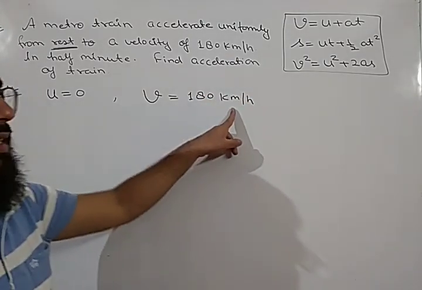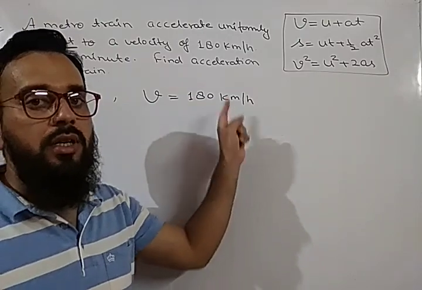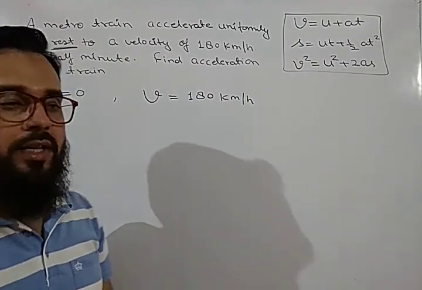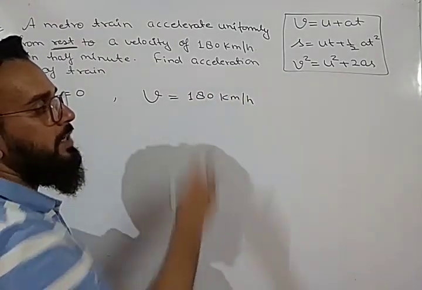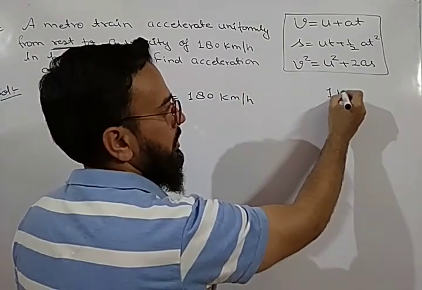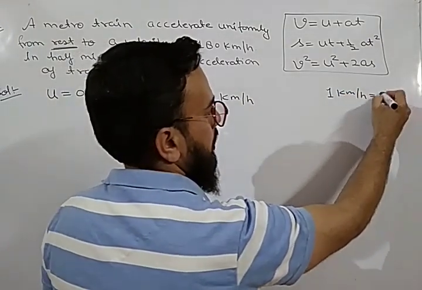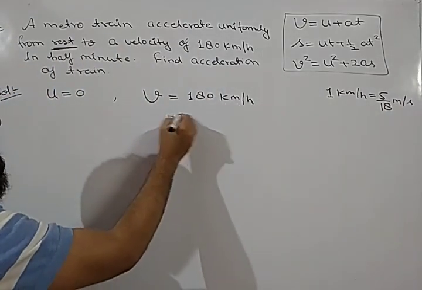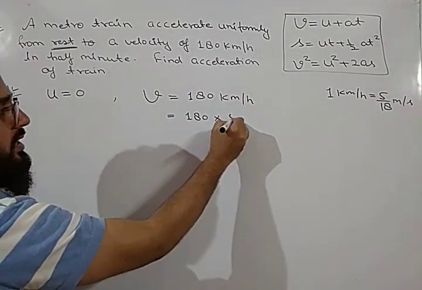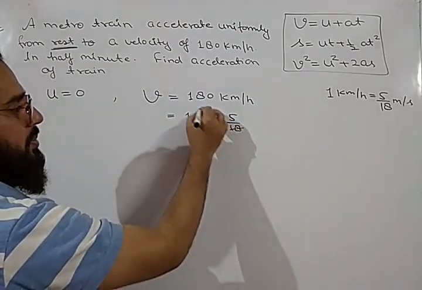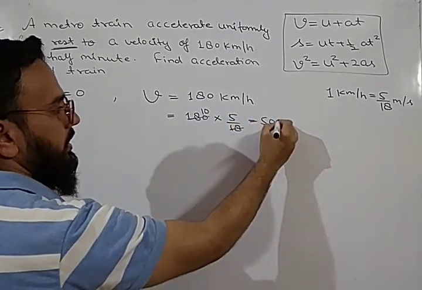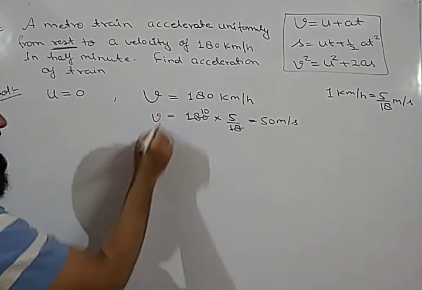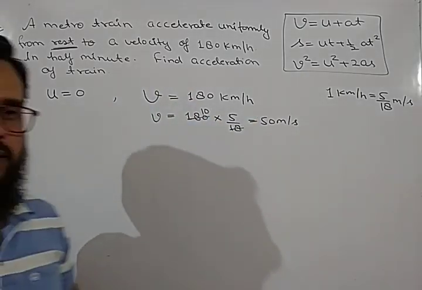But kilometer per hour is not the SI unit. So we have to convert it into SI unit. So how will we convert kilometer per hour into meter per second? I told you earlier 1 kilometer per hour is equal to 5 by 18 meter per second. So we can convert it. It will be 180 into 5 by 18, which will be equal to 50 meter per second. So the value of final velocity is 50 meter per second.